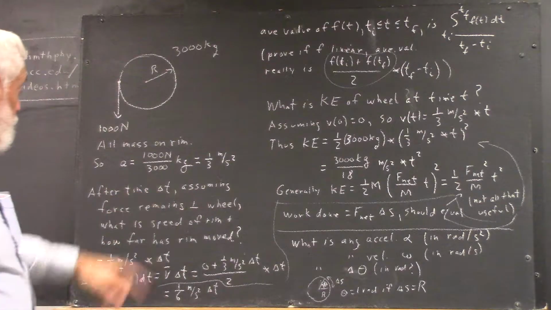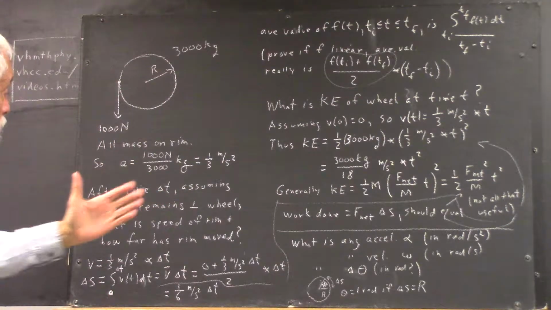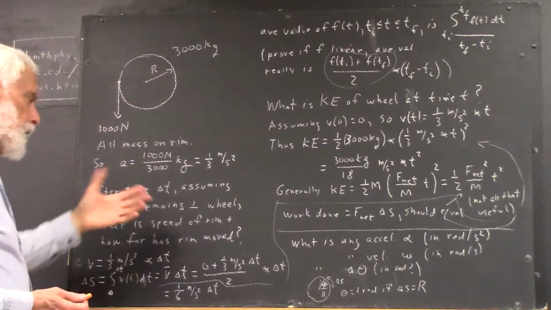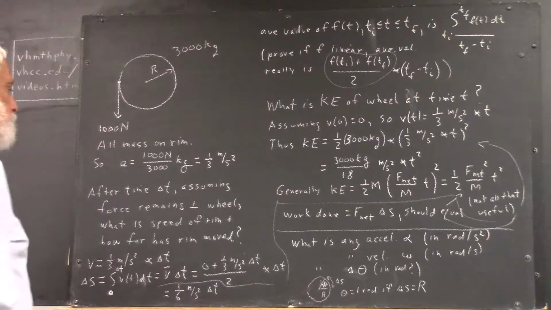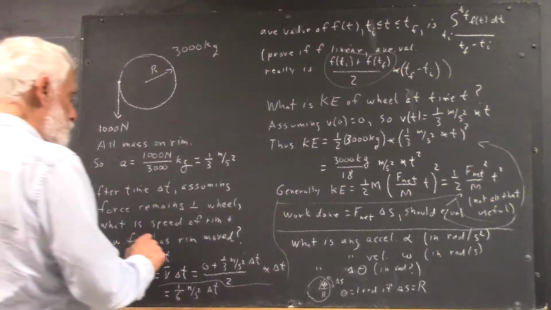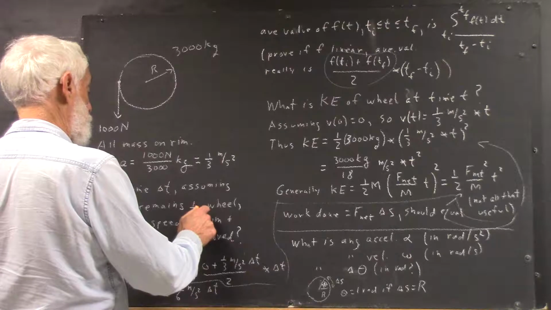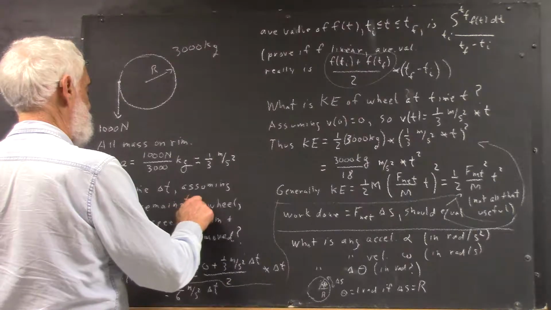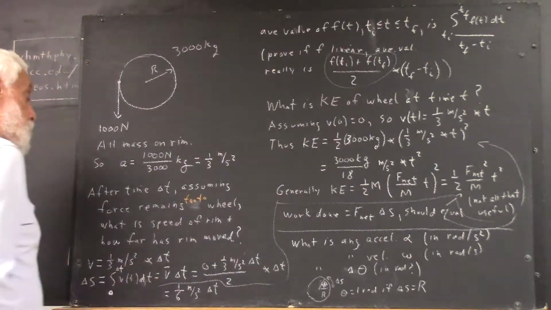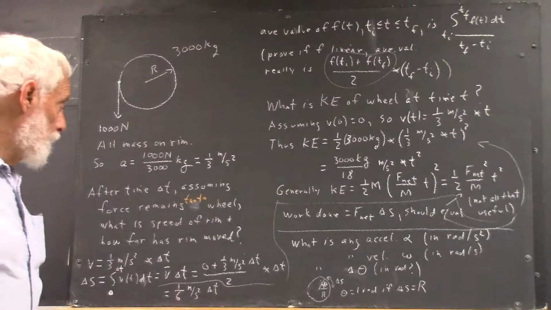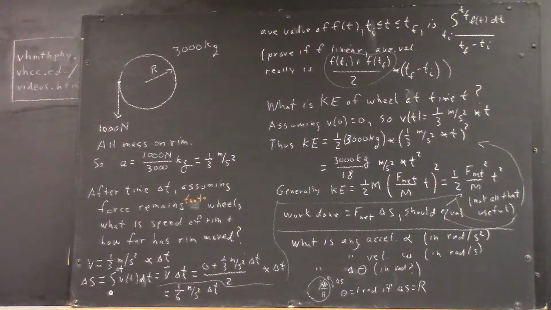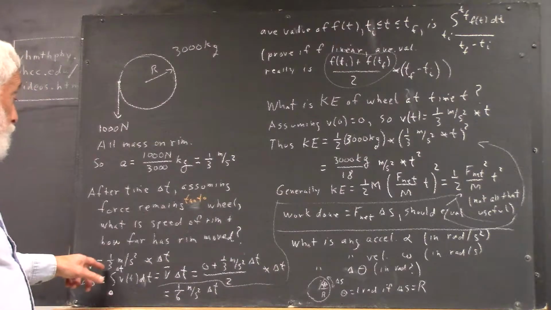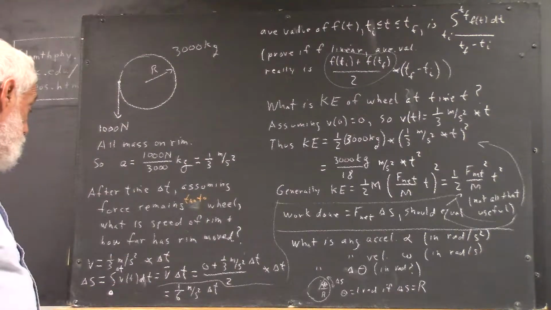Now, after time delta t, again assuming the force remains perpendicular to the radial of the wheel, or let's say tangent to the wheel, what's the speed of the rim and how far has the rim moved? Well, after time delta t, accelerating at 1/3 meter per second squared, the velocity is going to be 1/3 meter per second squared times delta t.